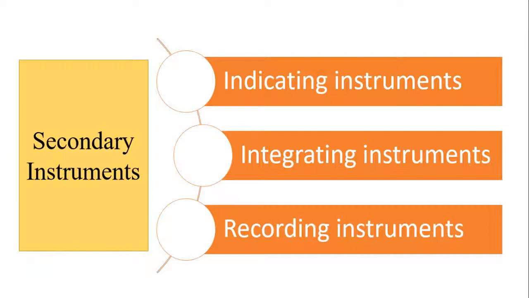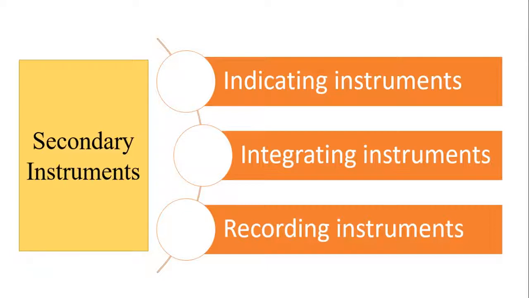The next category, which is a subcategory of secondary instruments, is recording instruments. The name itself indicates that it will record. You will find recording instruments everywhere in the physical world. The recording instrument gives a continuous record of the quantity being measured over a specific period of time. The variation of the quantity being measured is recorded, in the case of an analog instrument, by a pen attached to a moving system of the instrument.